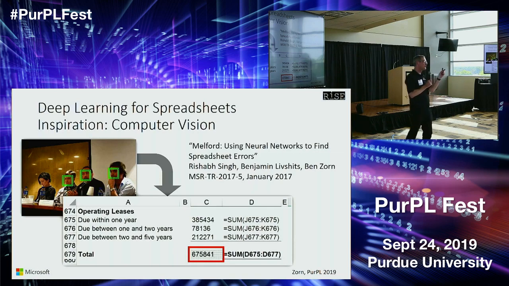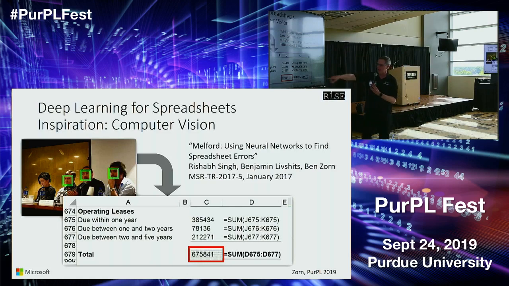So they didn't compute it, or they computed it by hand. They didn't use a formula. And this is an example. Right here, you see total. This is clearly the sum of these. But this value, for whatever reason, is not being computed.